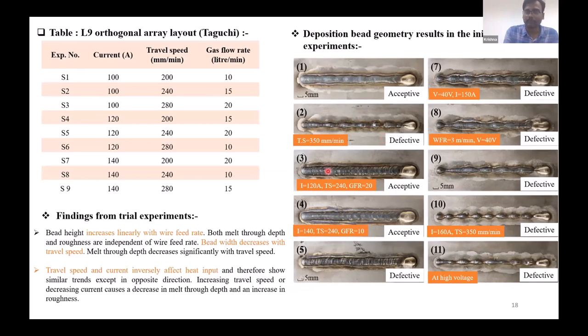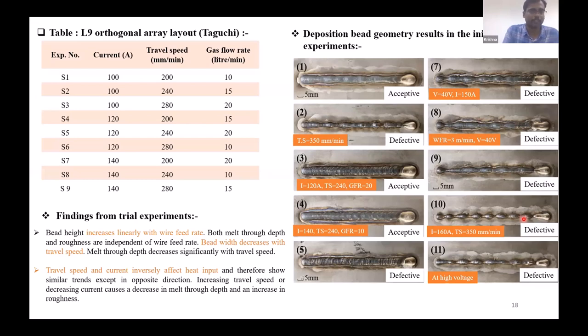At some conditions we can see the formation of the bead is very perfect, the formation of the bead is uniform and perfect, and these kind of conditions we have considered in the later stage in order to have a sample of uniform thickness wall, right? And because of some high voltage conditions or some kind of low travel speed conditions, these kind of defects are there, and insufficient gas flow rate also resulting in these kind of defective specimens.